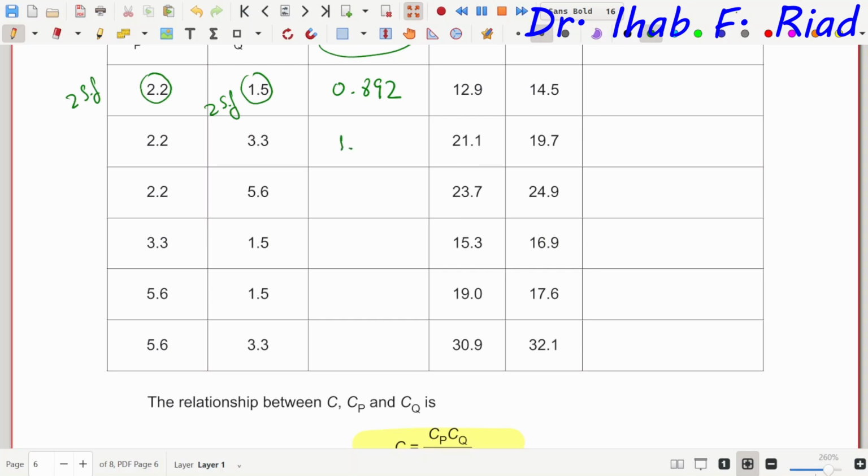Okay. We go through and carry out the whole rest of the calculations. So here it is 1.32, 1.58, 1.03, 1.18, 2.08. Okay.